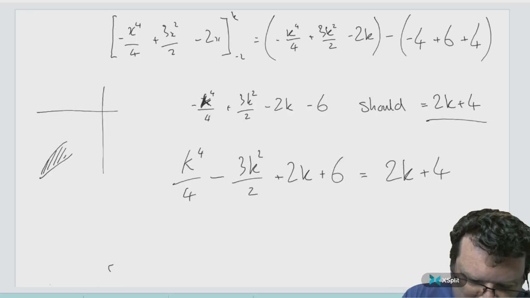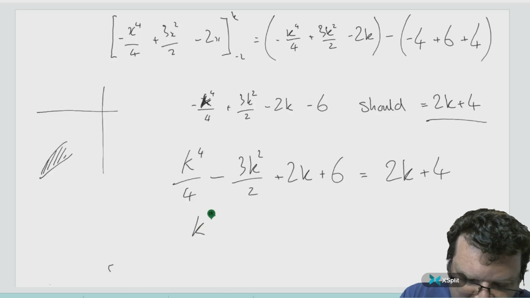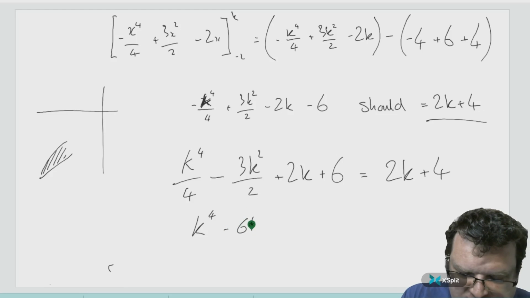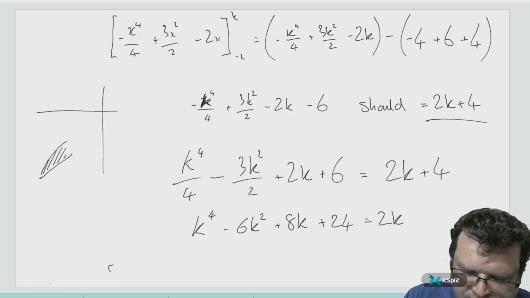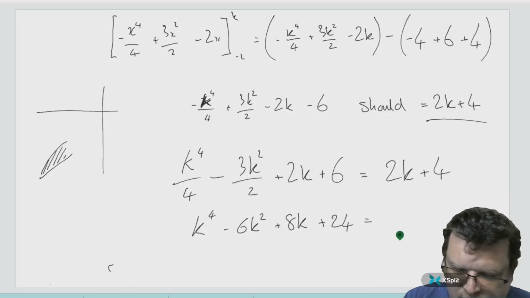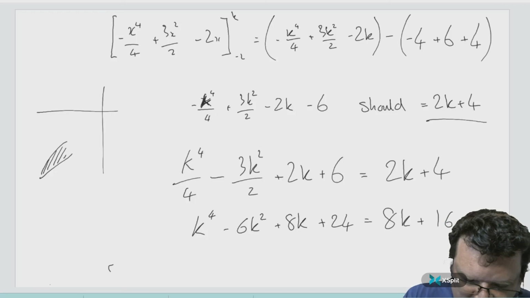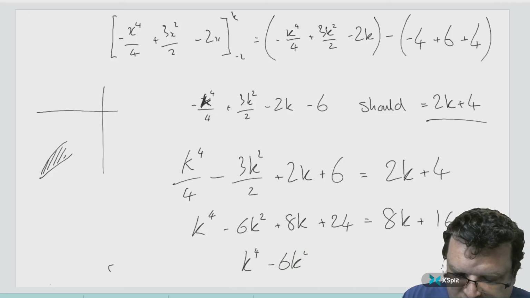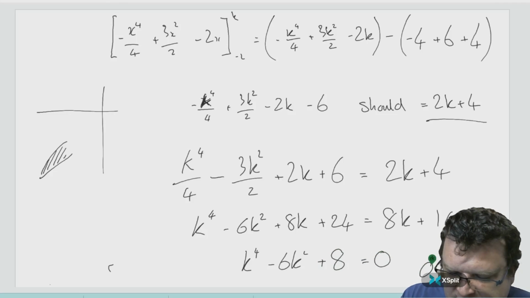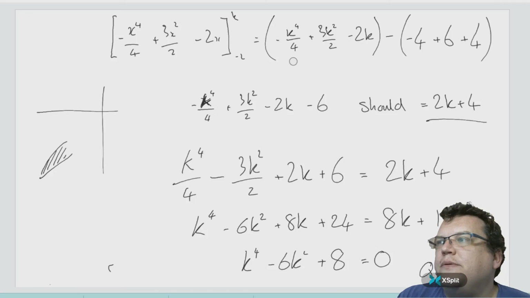If we multiply through by 4, just to get rid of the denominators, we get k to the 4 minus 6k squared plus 8k plus 24 is equal to, we must multiply both sides of the equation, of course, 8k plus 16. Now we just need to tidy this up: k to the 4 minus 6k squared. The 8k's cancel each other, and then I'm left with 24 take away 16, which is going to be 8. And I believe that is as was required in the problem.